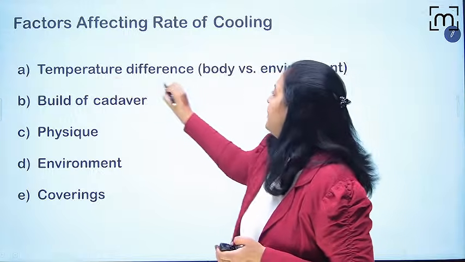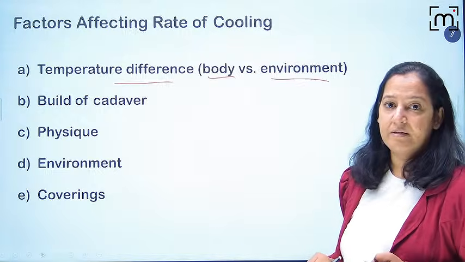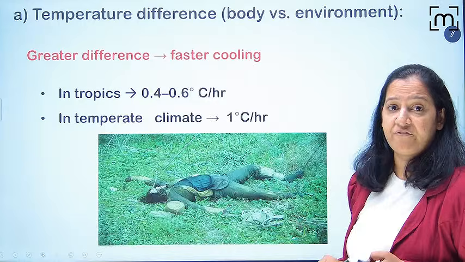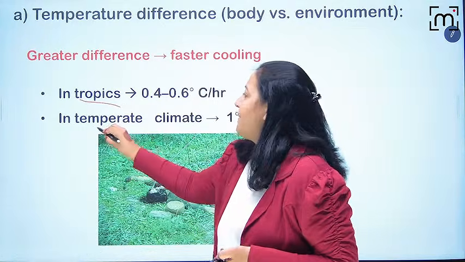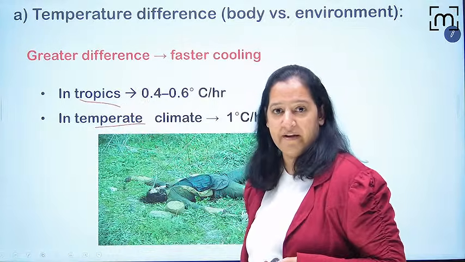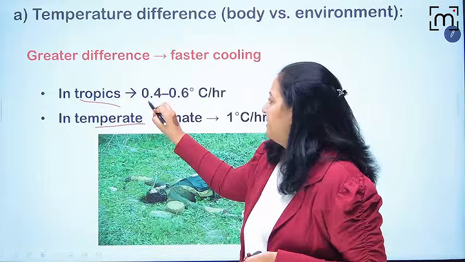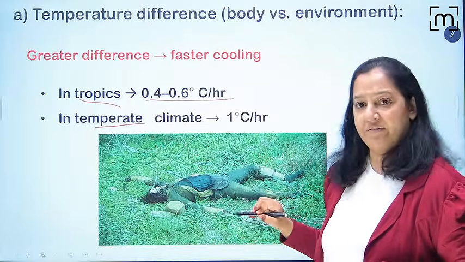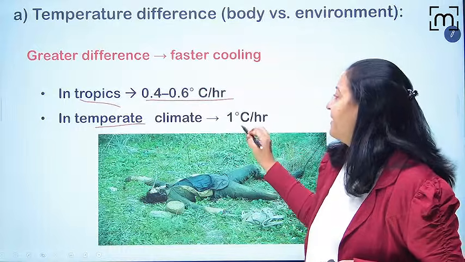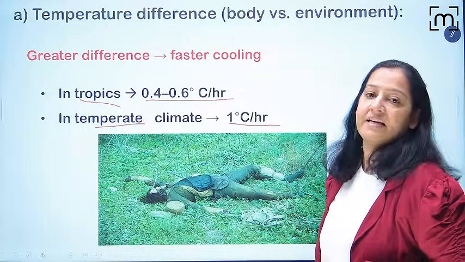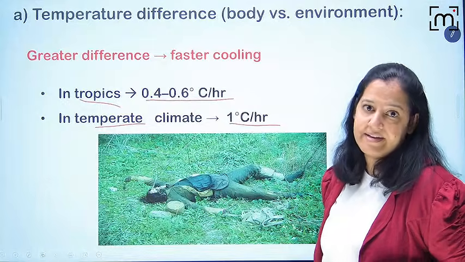Number 1, temperature difference between the dead body and the environment. What is the temperature difference between the dead body and the environment? So in tropic climate, temperate climate. In tropic climate, the rate of cooling is 0.4 to 0.6 degrees Celsius per hour. I told you in India it's like this. But in temperate climate, it can be 1 degree Celsius per hour. It can be as high as that.